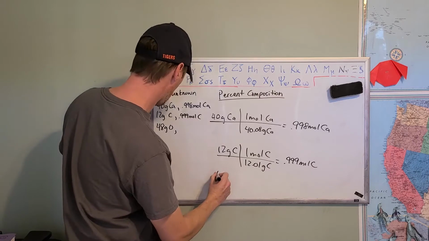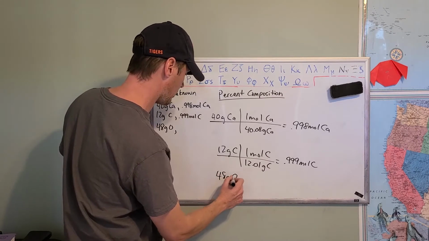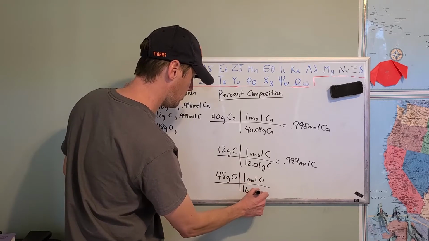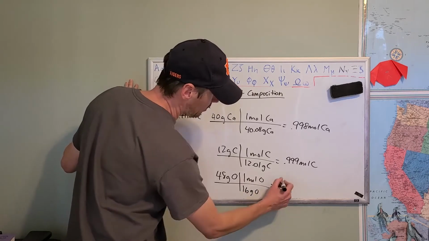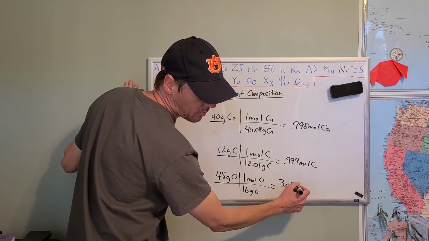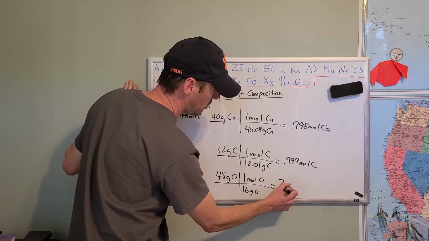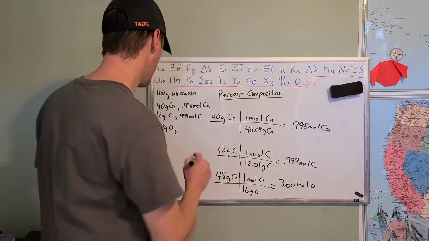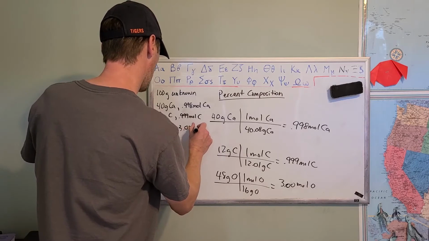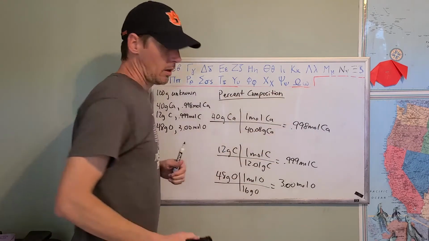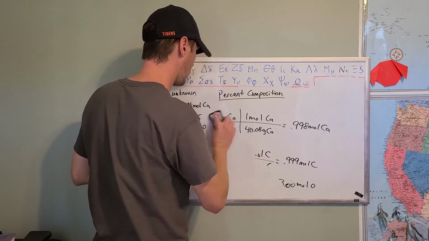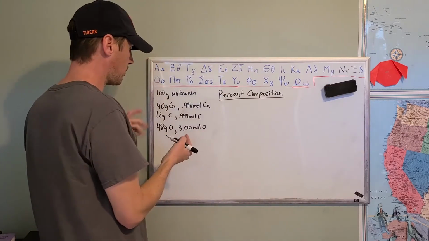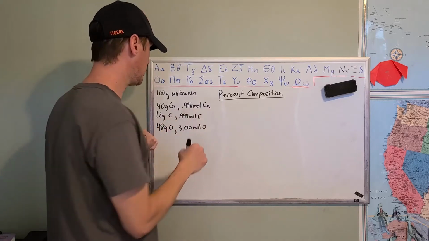We'll write that down here. And then finally, 48 grams of oxygen. 1 mole of oxygen is equal to 16 grams of oxygen. And so that is equal to 3.00 moles of oxygen. Okay, we'll write that down here, 3.00 moles of oxygen. Now, given that, we can do what we did before and determine the ratios of each of these substances. Again, we're going to find the ratio to the smallest one. So in this case, that's calcium.